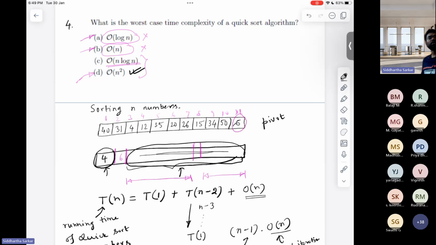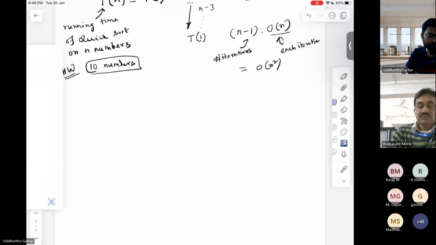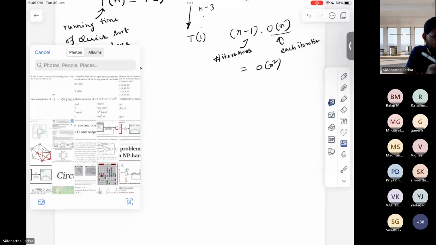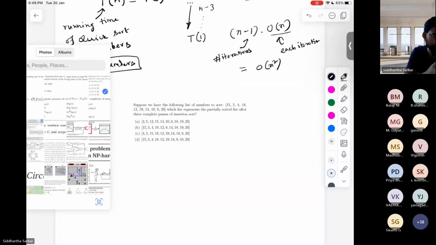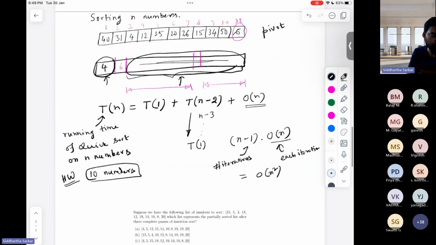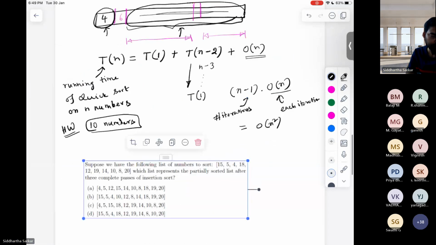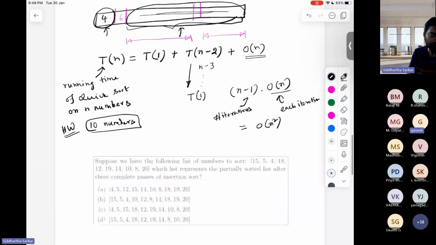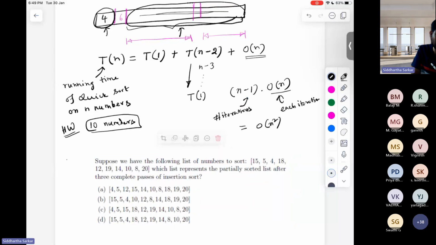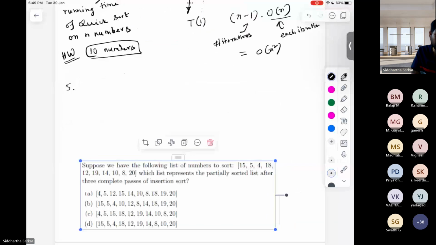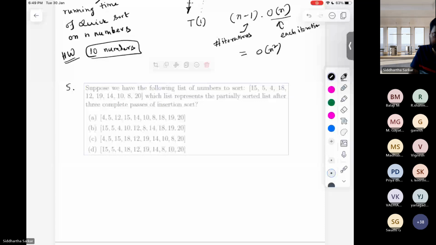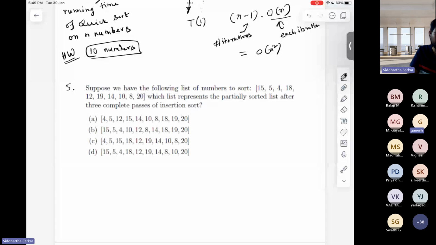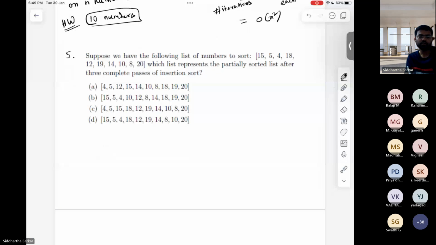Okay, so we'll move on to the next one. The previous question was question number 4. Now we have question number 5. This is also on sorting. We have seen insertion sort. What is an insertion sort? Let's look at the insertion sort. So let's first read the question.